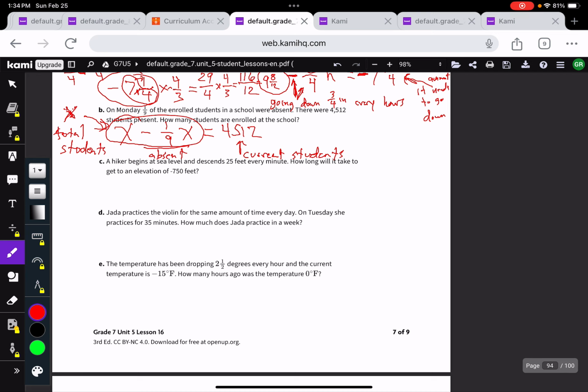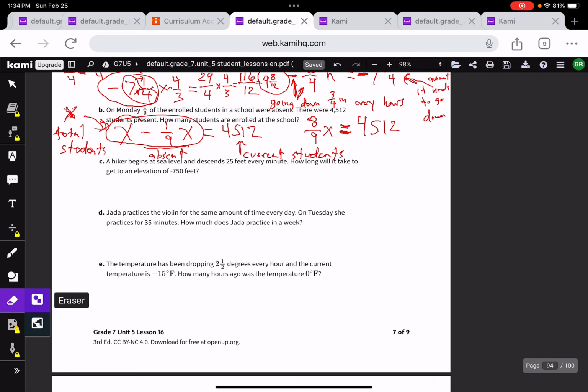It's kind of like this. If I took X, I could have originally said if 1/9 of the students were absent, that still means that 8/9 of the total number of students are still there. So I could have written my equation like that: 8/9 X. Now, in order to solve that, guess what? It's a multiplying problem. This 8/9 times X is a multiplying problem.